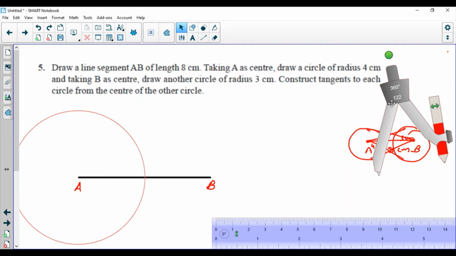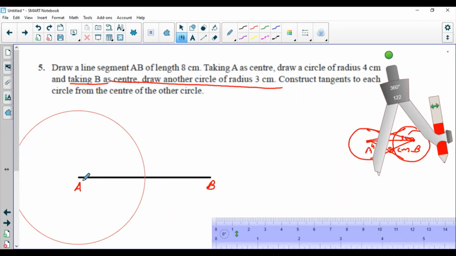Next step will be to draw the perpendicular bisector of AB, that will meet at one point; taking that point as center, draw another circle of radius such that AB comes as diameter, right? And then we will join B and those 2 points which meet the red circle. That will be our tangent. Now B is not the center of any circle. B is any outside point. So you can do like this. Then you can draw one more circle at point B. Draw another circle of radius 3 centimeters at point B.